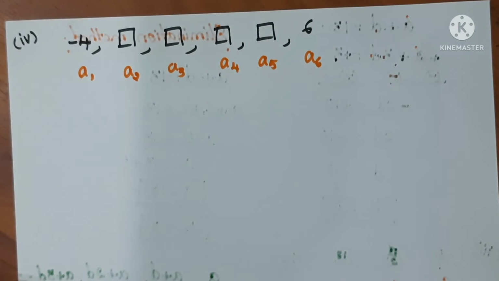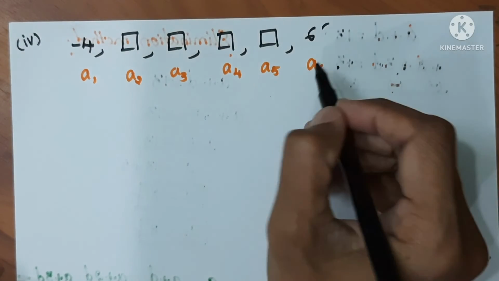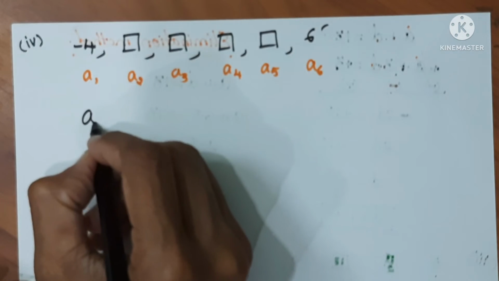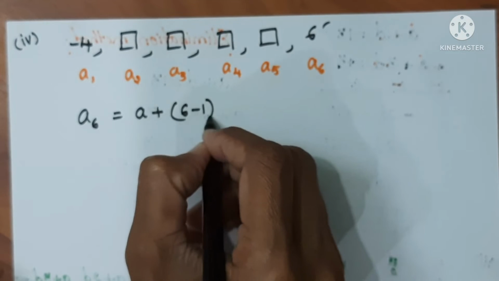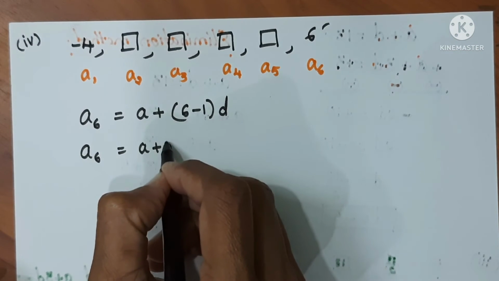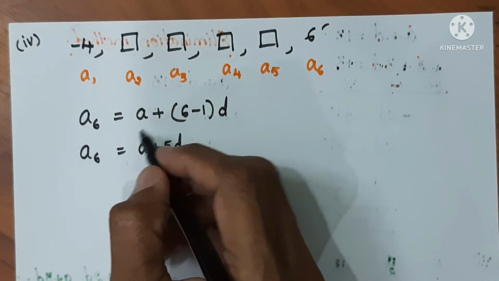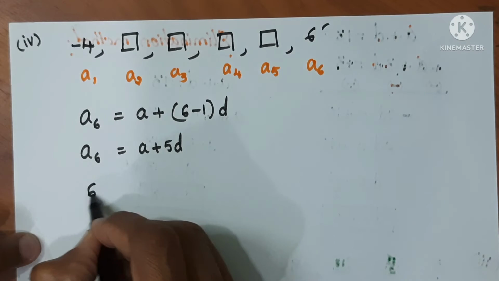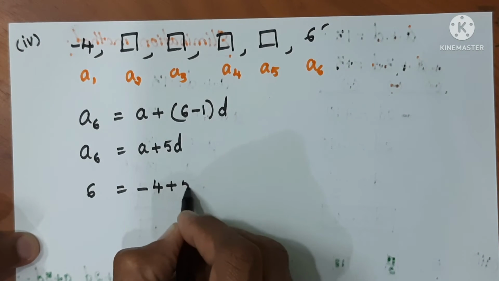Here also we cannot use the arithmetic mean formula. Now here let us use the sixth term first. a6 equal to a plus 6 minus 1 into d. Now a6 is a plus 5d. Now substitute the value of the sixth term and first term. Sixth term is given as 6. First term is given as minus 4 plus 5d.